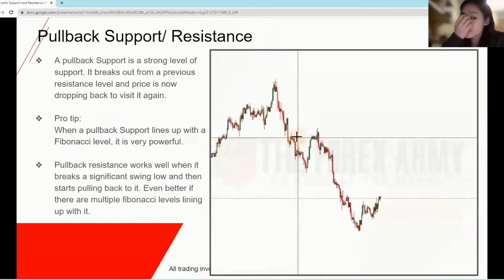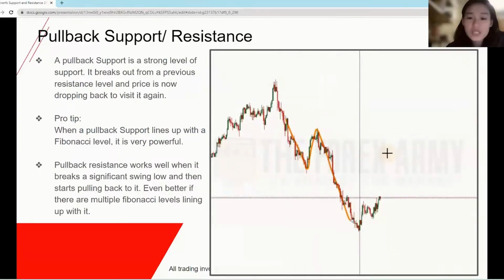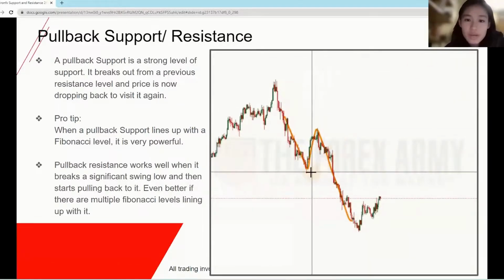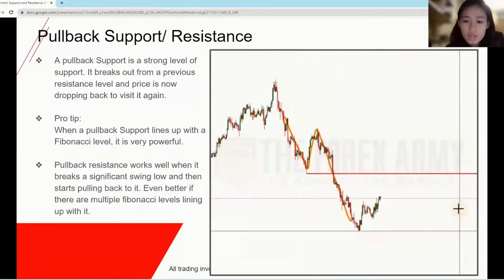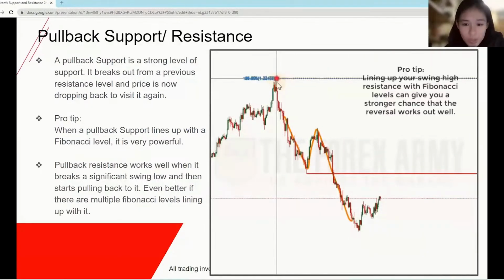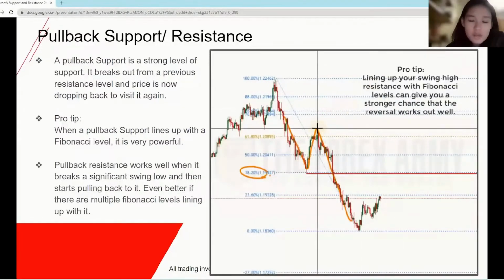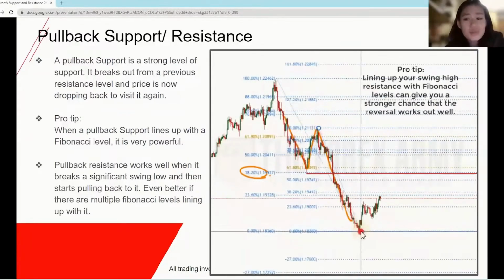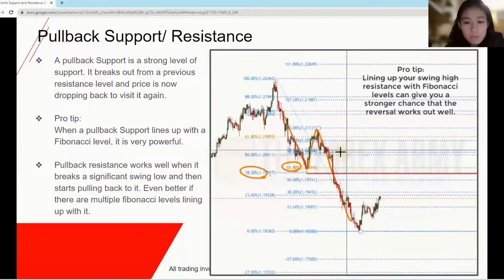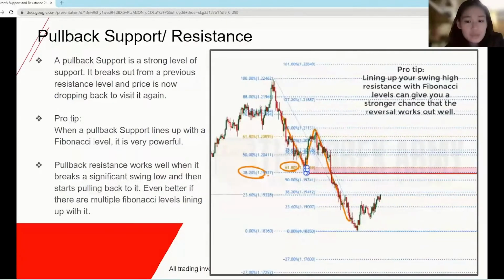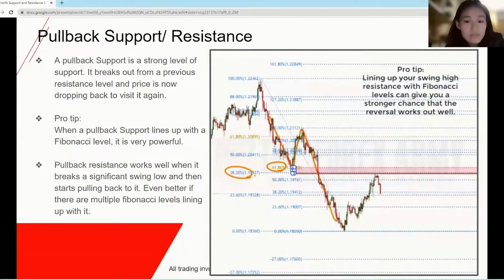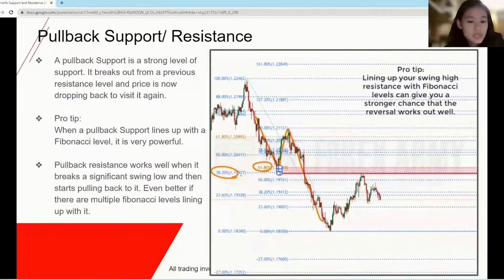Okay, so let's get started with the recap from last week. We're going to be talking about pullbacks first. A pullback support is a strong level of support because it breaks out from a previous resistance level and price is now dropping back to visit it again. A pro tip: when a pullback support lines up with a Fibonacci level, it is very powerful. A pullback resistance works well when it breaks a significant swing low and then starts pulling back to it. It's even better if there are multiple Fibonacci levels that line up with it.